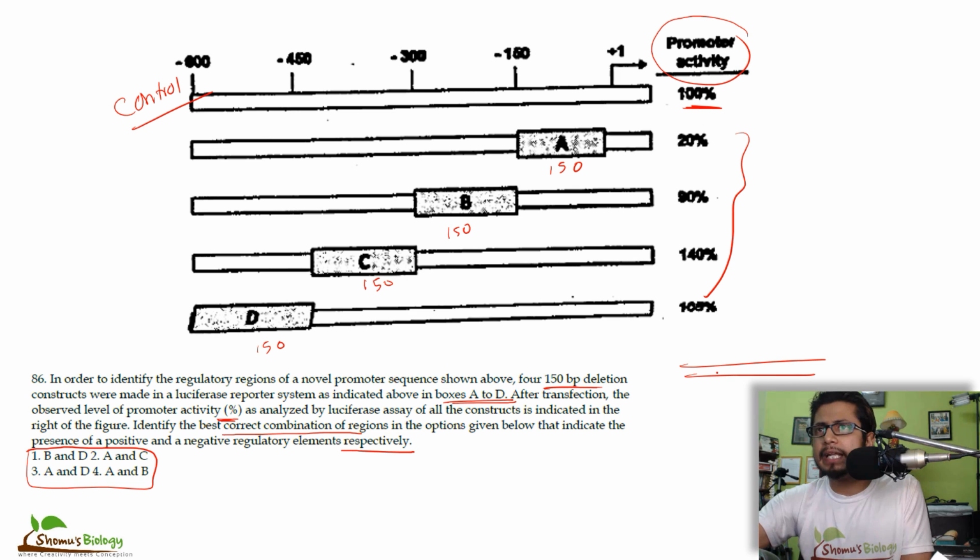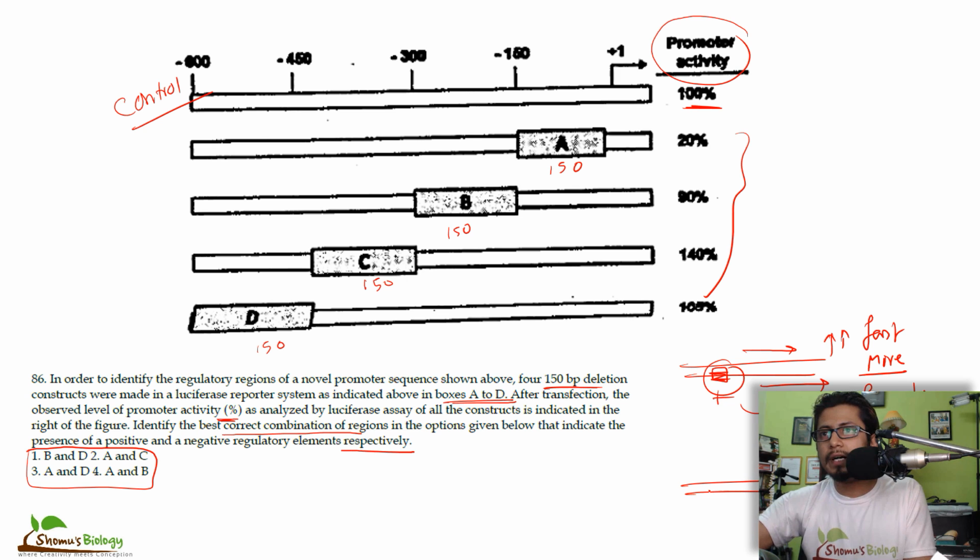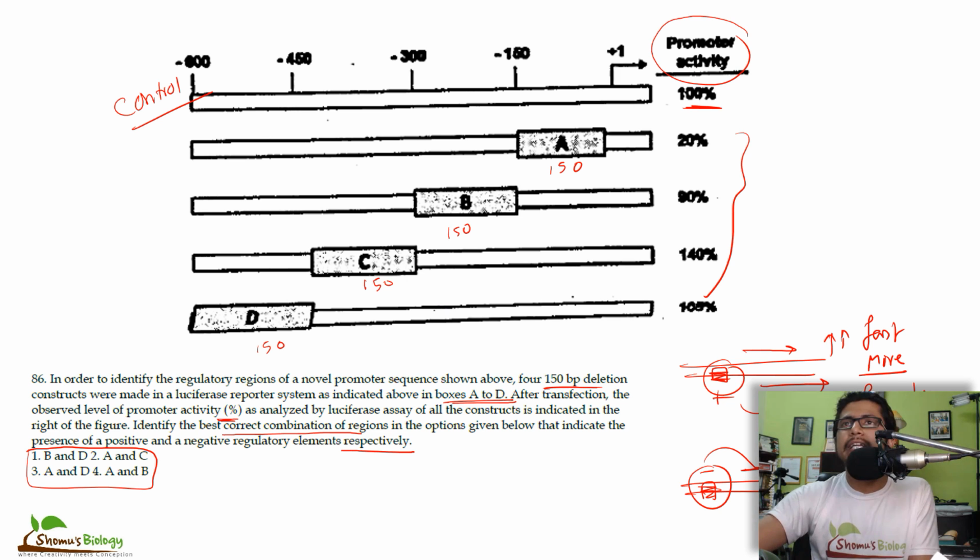Now think about it. In the DNA, if there is a positive influencer, it will allow transcription to go fast and more, so more transcript will be produced. So the promoter activity must be high in presence of the positive influencer. If we delete the positive influencer, then the promoter activity should decrease from 100% to below 100%. And if a region of the DNA negatively influences or inhibits transcription, then if we delete that part, the promoter activity will increase above 100%. So we are looking at the results where the promoter activity is decreased below 100% and where it is increased above 100%.